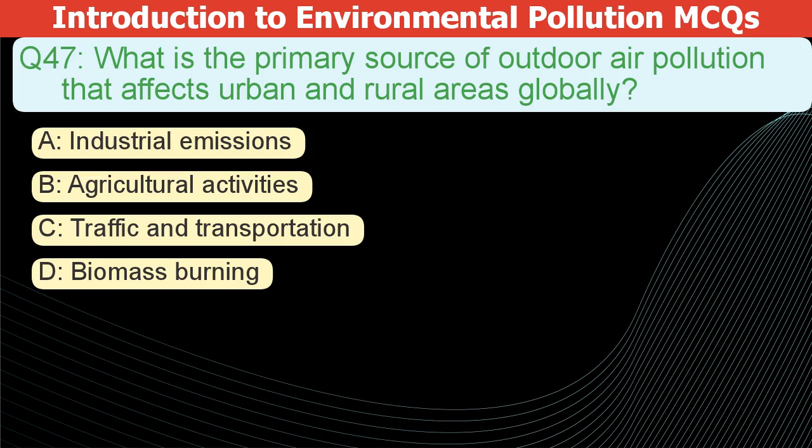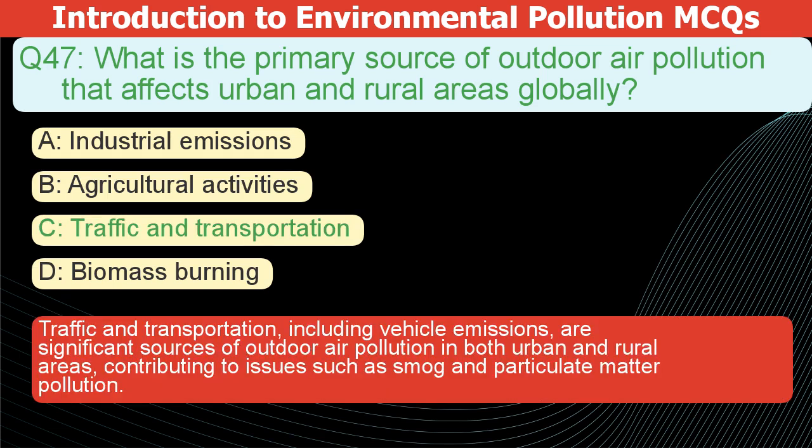What is the primary source of outdoor air pollution affecting urban and rural areas globally? A. Industrial emissions. B. Agricultural activities. C. Traffic and transportation. D. Biomass burning.